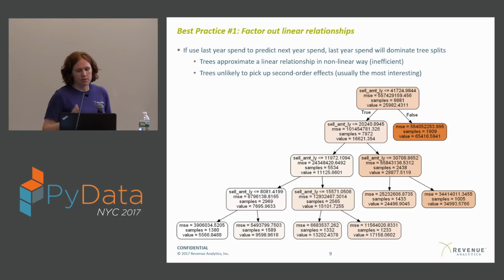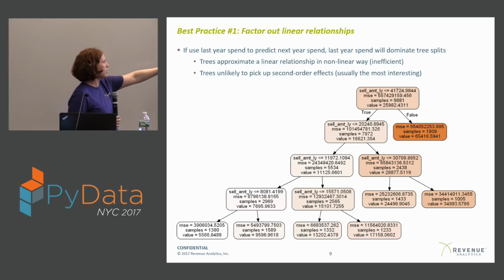Because what a customer spent last year is highly linearly related to what they're going to spend the following year, we see that the tree is basically just approximating that linear relationship. You see the first node split where sell amount last year is less than or equal to about 42,000. It says, hey, if they spent more than 42,000 last year, we say they'll spend 65,000 next year. And if you go to the far left of the tree, if they spent less than 8,000 last year, we predict they'll spend 5,500 next year.